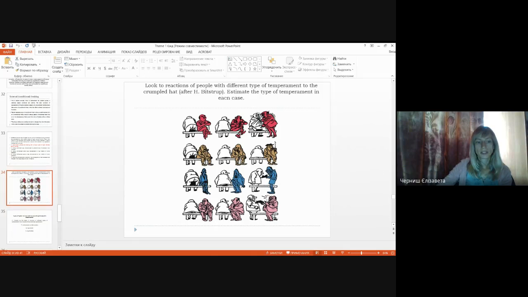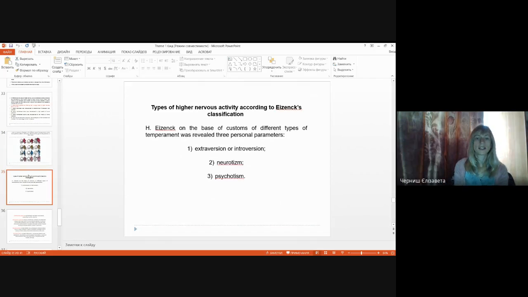The next thing to note is the classification of types of higher nervous activity according to Eysenck's classification. The scientist Eysenck, on the basis of features of different types of temperament, related them to three personality parameters: extroversion or introversion, neuroticism, and psychoticism. If we talk about introversion and extroversion, it means how a person connects with the environment.